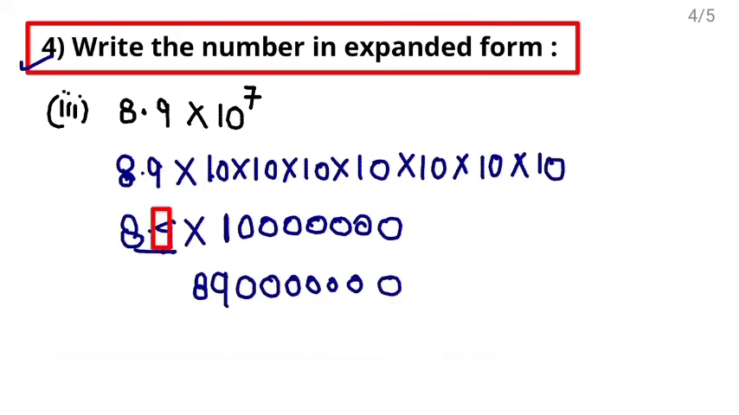Now there was only one decimal place. After the decimal there was only one digit. So you will put the decimal before one digit, right here. And if you have just zero after the decimal, it doesn't make any change, so you can remove it too. So this is your answer.